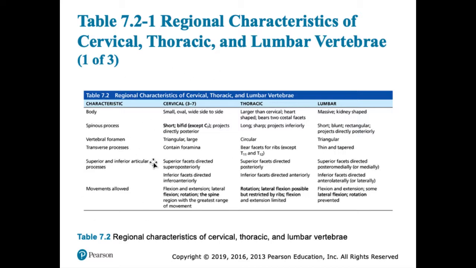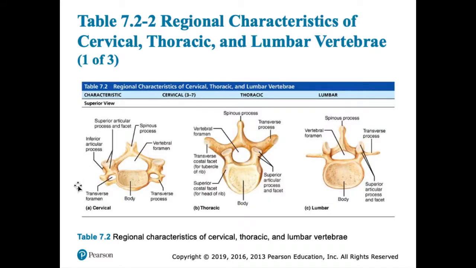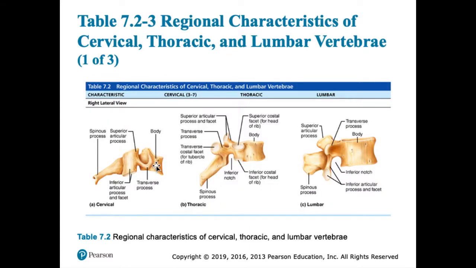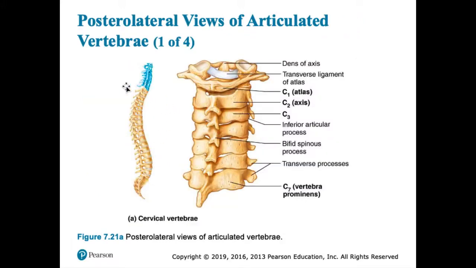These are just the regional characteristics of the cervical, thoracic, and lumbar vertebrae, so make sure you review that. This, of course, again, is looking at those regional characteristics from that chart before, so make sure you're understanding and looking at the differences between them as you go through. This is just a posterior lateral view of the articulated vertebrae, so you can see what that looks like and where the C1 atlas is.